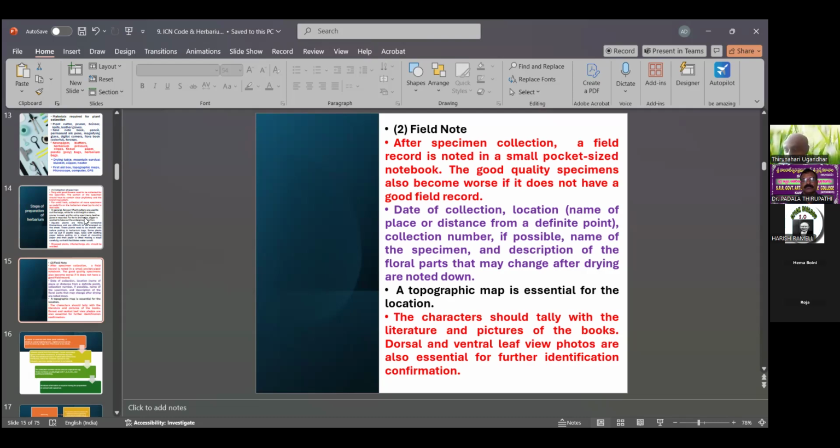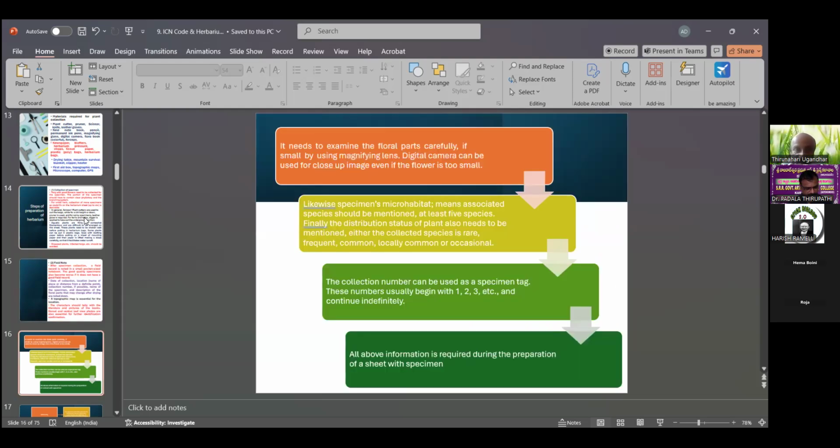Then Gamble and Smith and Gamble's flora are the bases to identify the name of the plant, the generic name and species name, correctly from the book. Dorsal and ventral leaf views or photos are also essential for further identification and confirmation. It is also necessary to examine the floral parts carefully, using a lens for small parts.